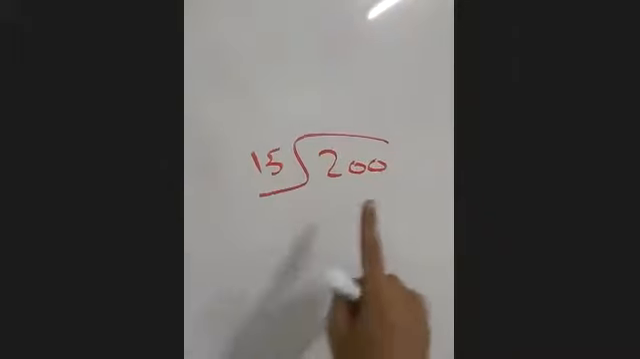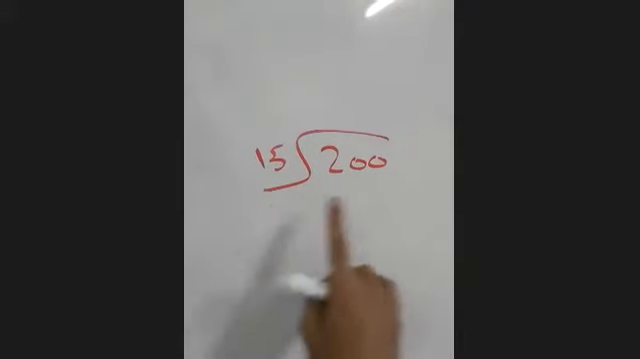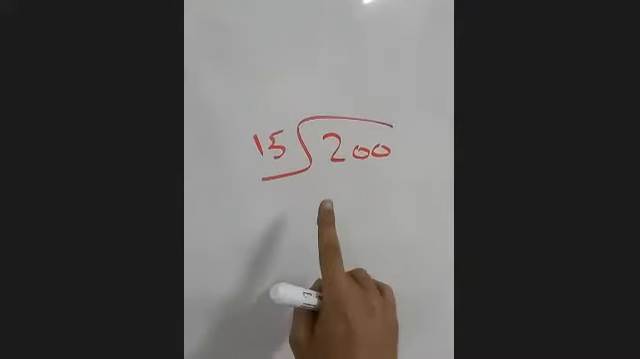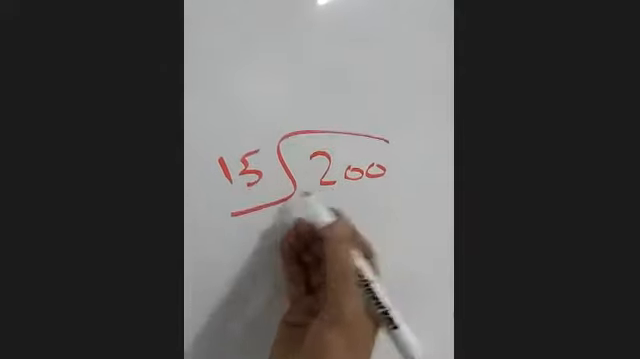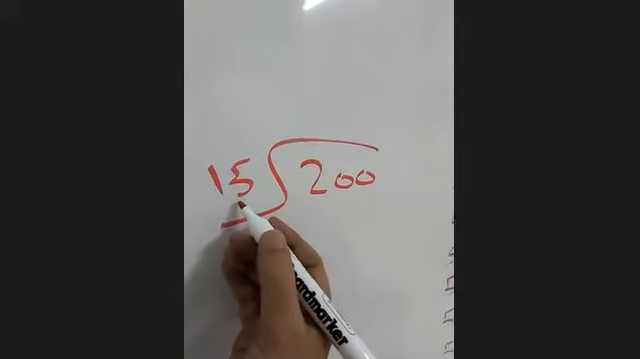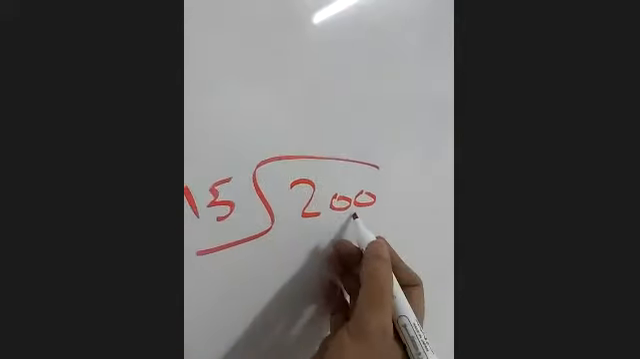Yeah, what will happen if it is like 200 divided by 15? Look at the board, like this? Stop. Can the 2 be divided by 15? No. No, what we will do, we'll take 2.